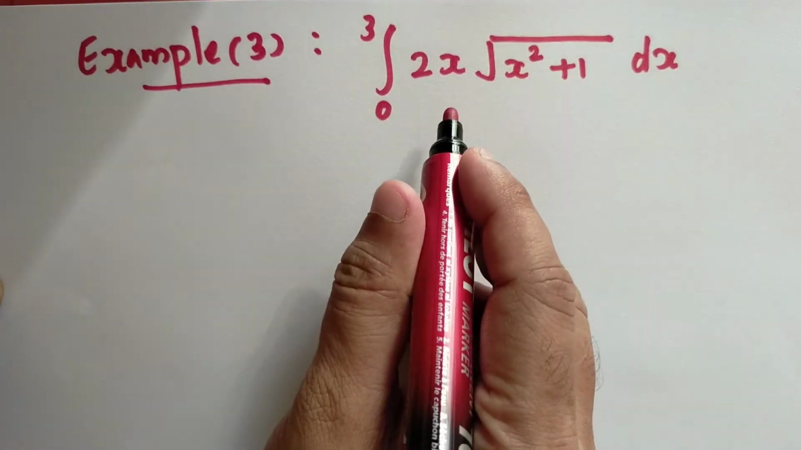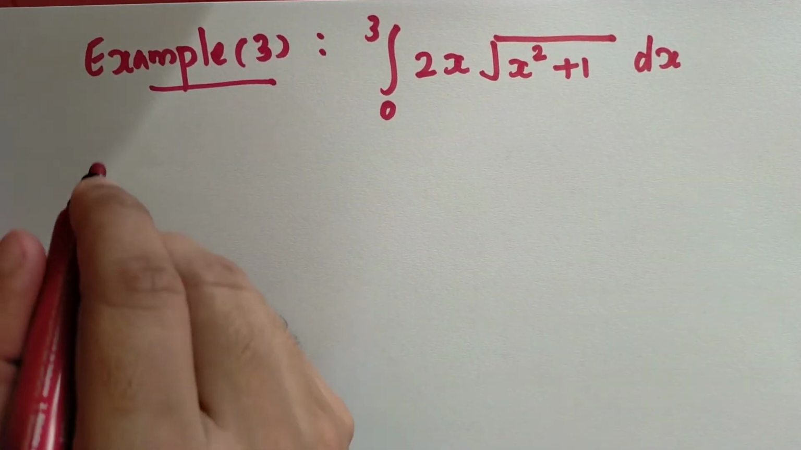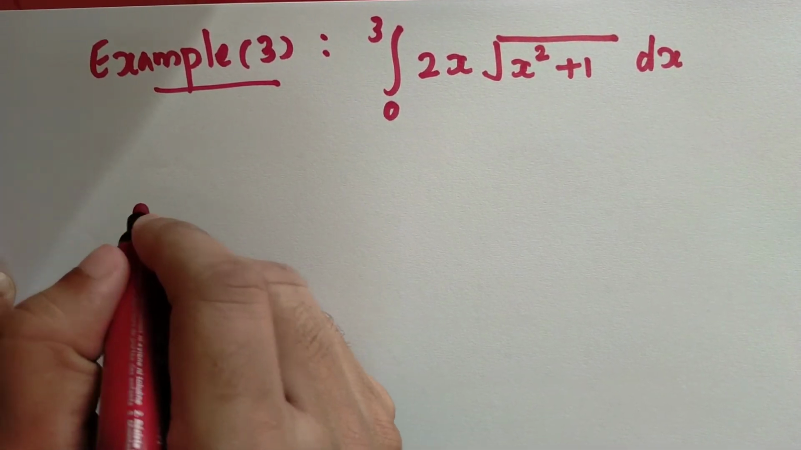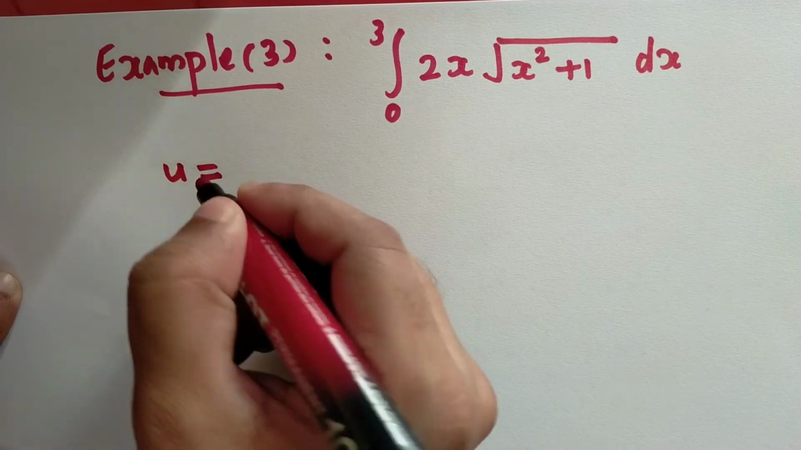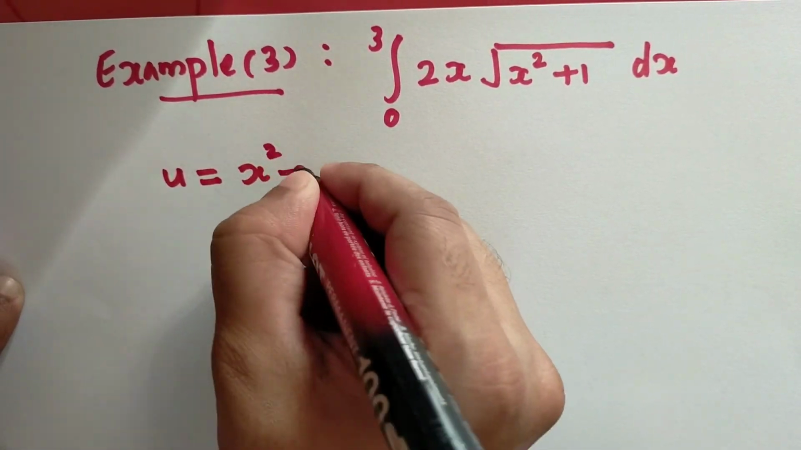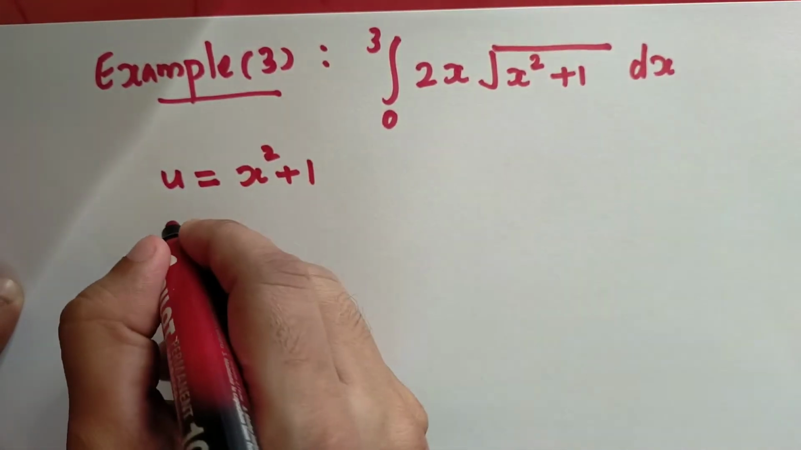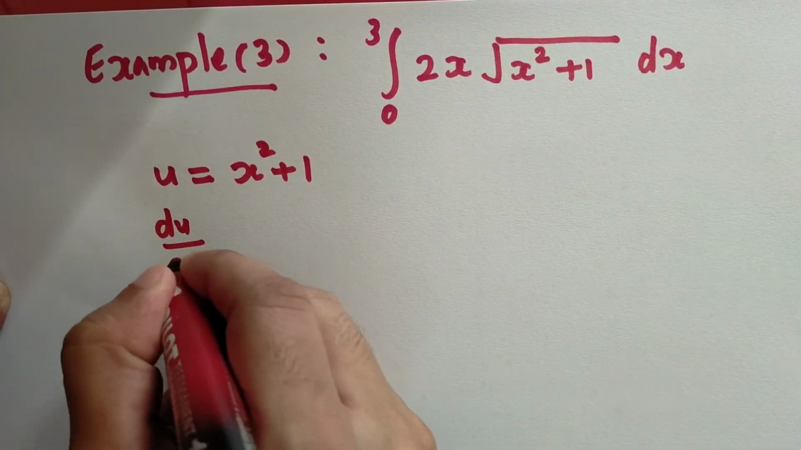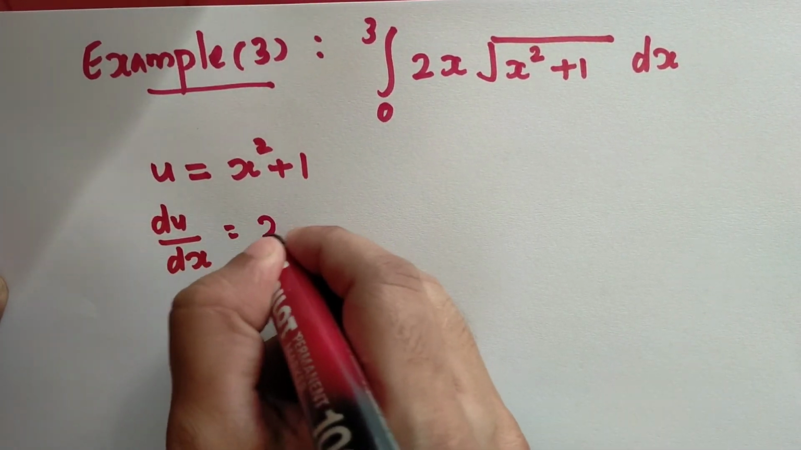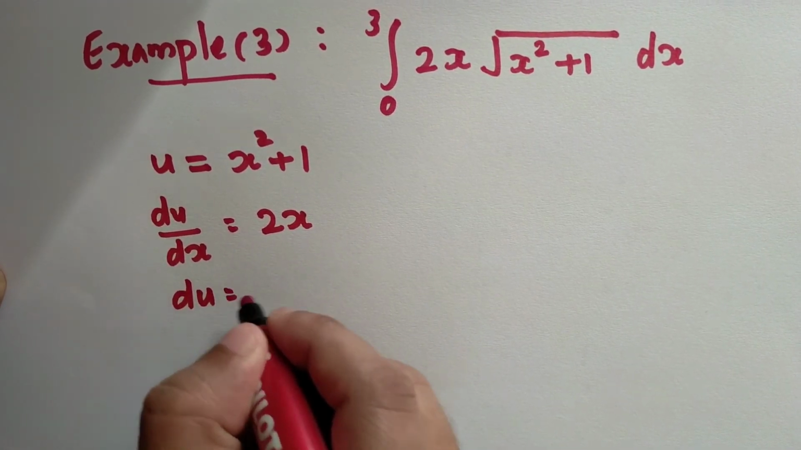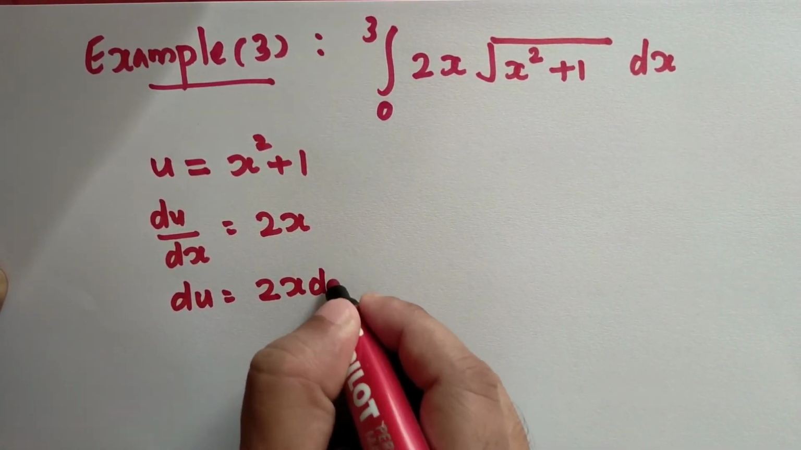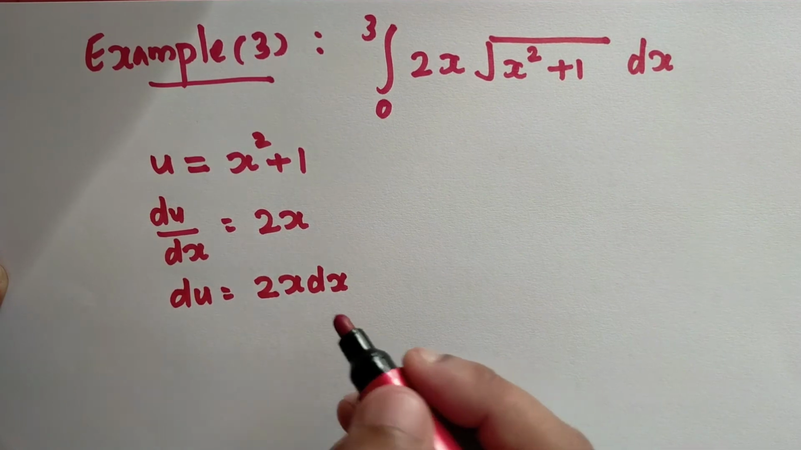Example 3, integral 0 to 3 of 2x root of x square plus 1 dx. First we will integrate this function. For that, here we will use integration by substitution. So let us take u is equal to x power 2 plus 1. Therefore du by dx is equal to 2x. That means du is equal to 2x dx.